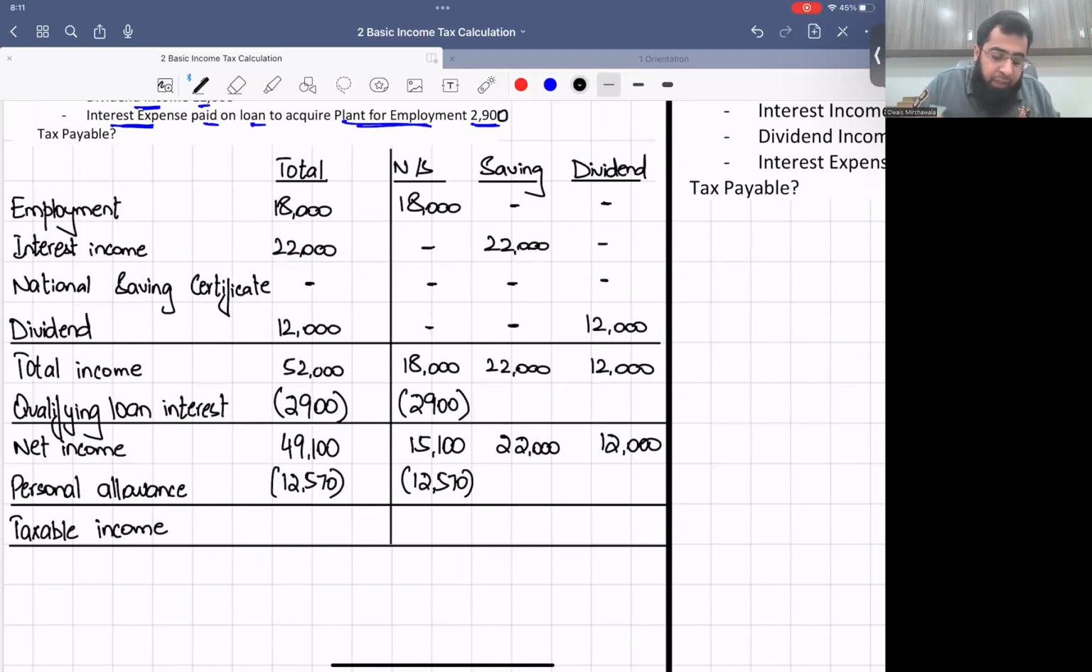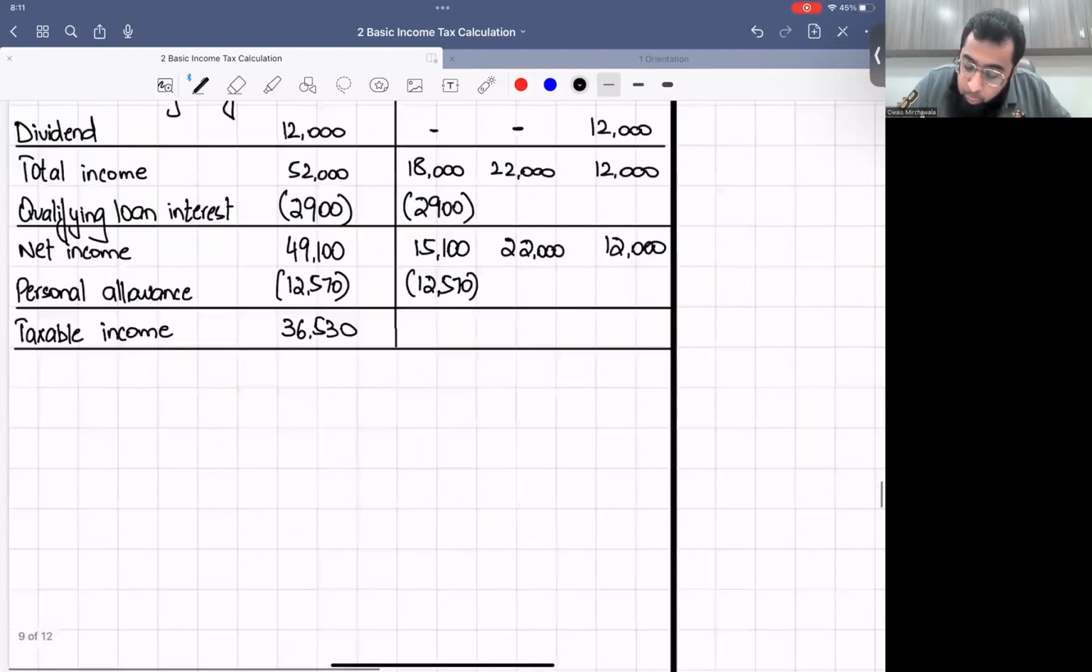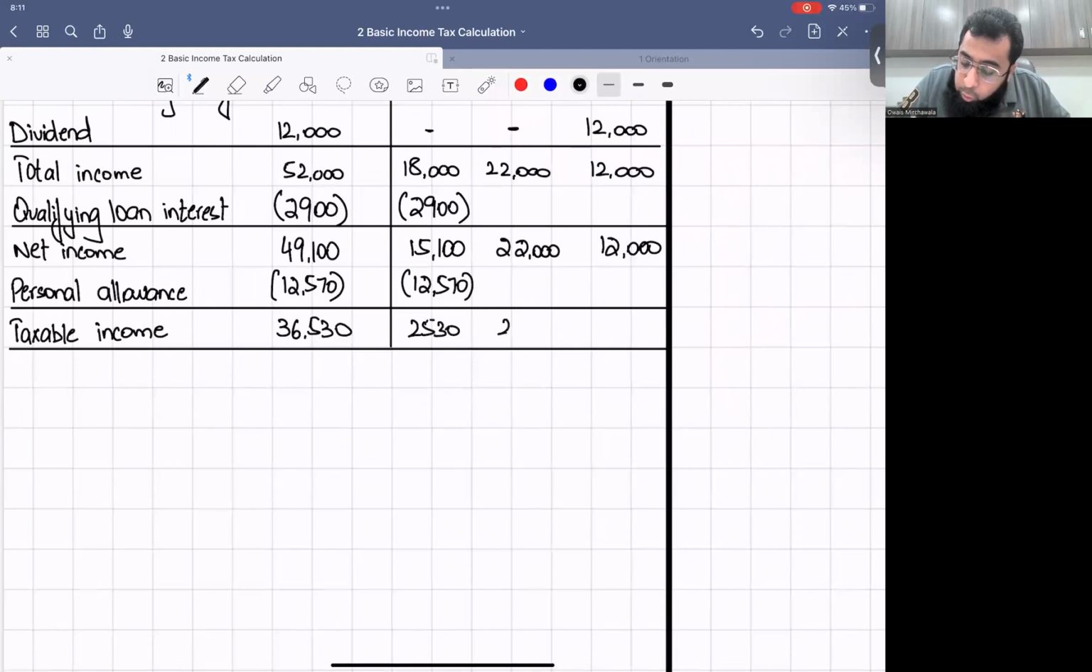49,100 minus 12,570. So it's 36,530. And now the non-saving column reflects how much? 2,530. This is 22,000, and this one is 12,000.